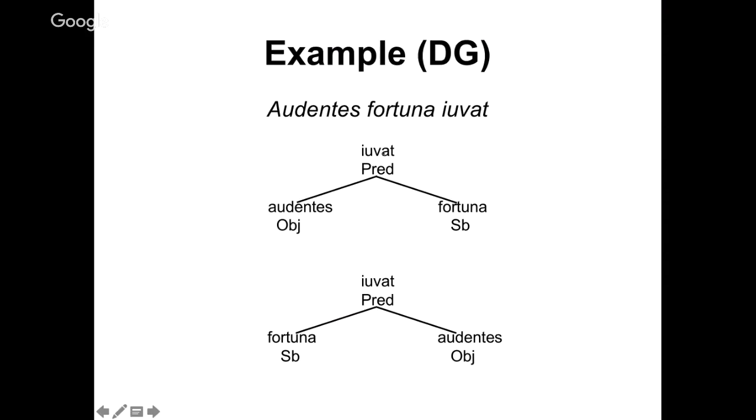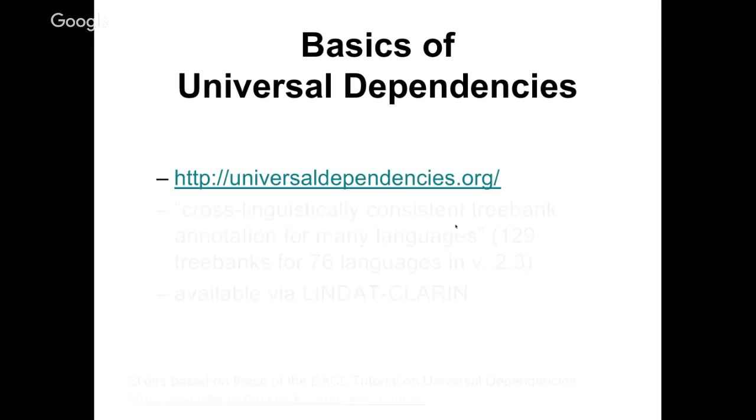So audentes is the object of juvat, and fortuna is the subject of juvat. It's pretty simple. Okay, now that we know what a treebank is and what dependency means in this context, let's move to Universal Dependencies. You can find all the information about Universal Dependencies at this URL.